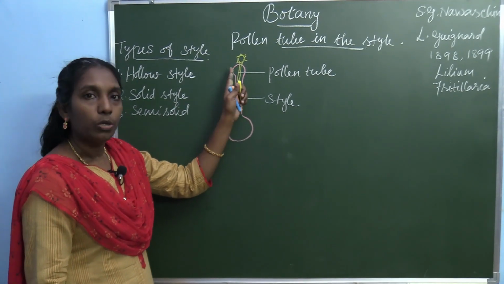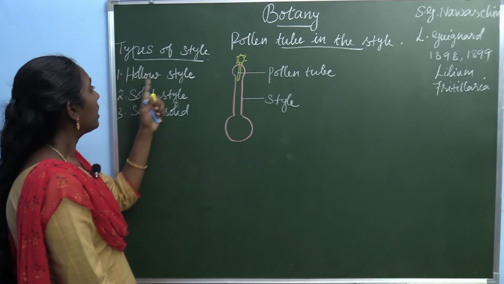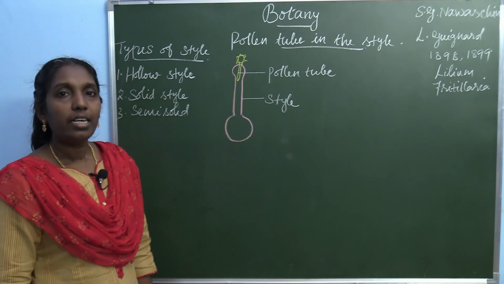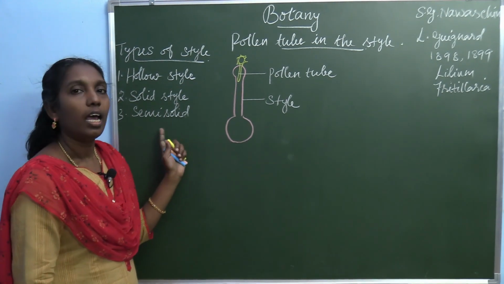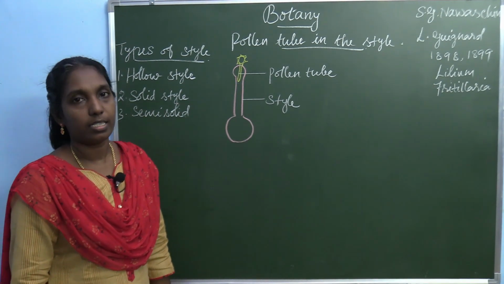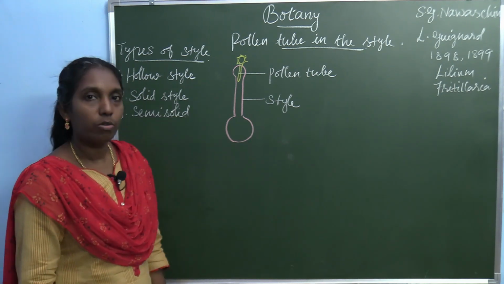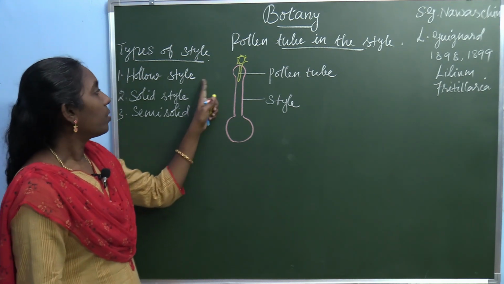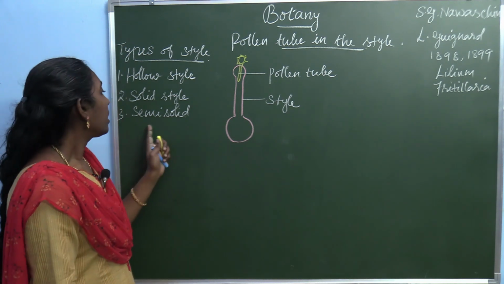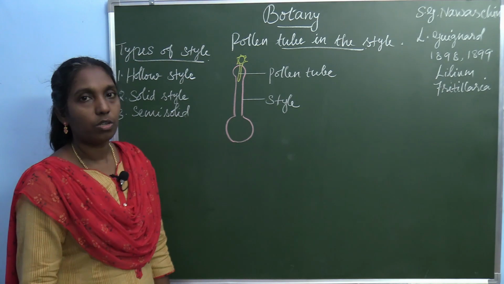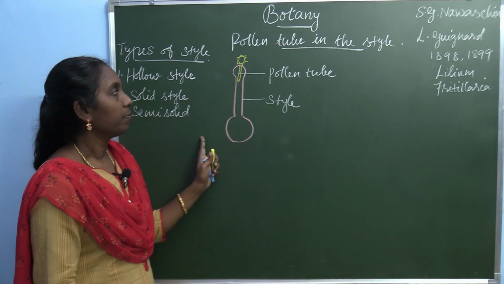The pollen tube grows along the stylar region. It depends upon the types of style. There are three different types of style named hollow style, solid style and semi-solid style. Number one, hollow style, is otherwise called open style. Solid style is otherwise called closed style. And the semi-solid style is otherwise called half closed type. So, three different types of style are observed.